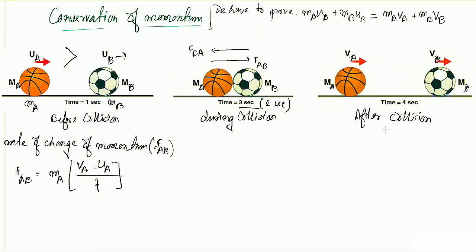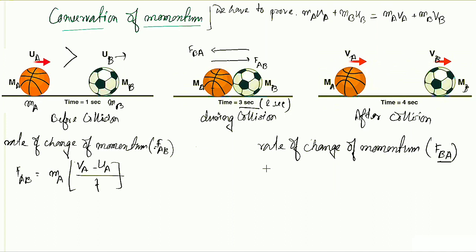For ball B, what is going to happen? Similarly, we can write the rate of change of momentum F of BA, because ball B acts on ball A with a force F of BA. That's why it is represented by F of BA. So write it down, F of BA equals, the mass is MB, the initial velocity is UB, the final velocity is VB. So the velocity change is VB minus UB. Now what is the time?